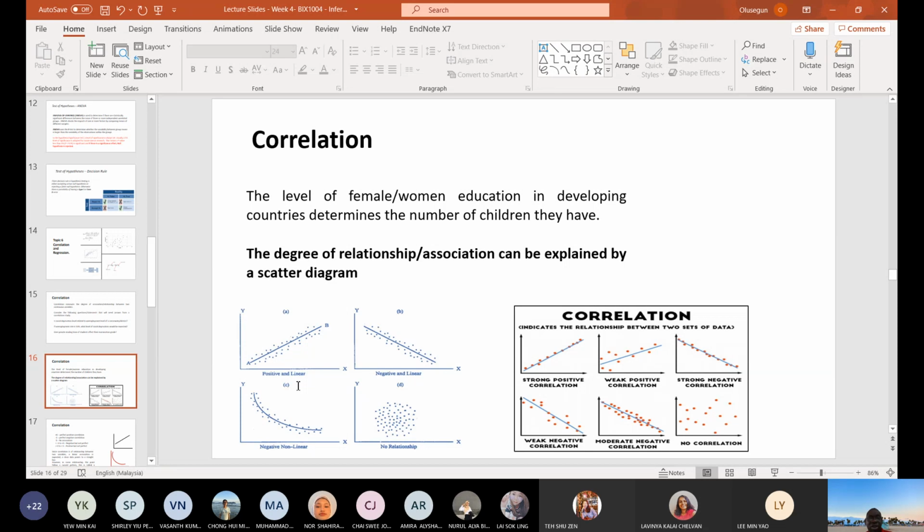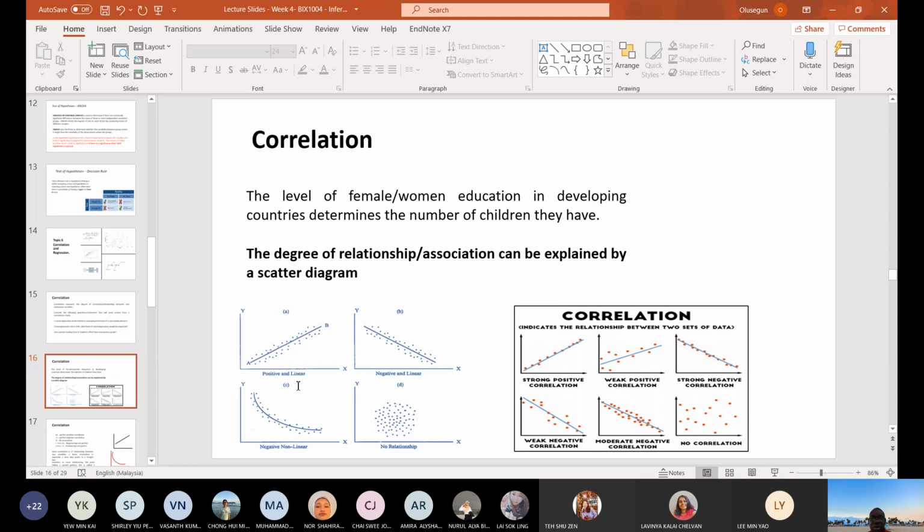So let's look at such a study, that the level of education determines the number of children. You can collect a lot of data from females who are married, ask them their level of education, then the number of children they have. So we can look at that.